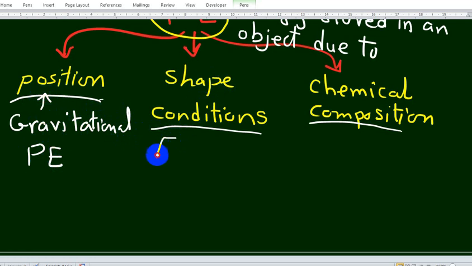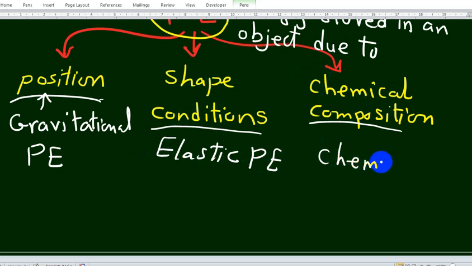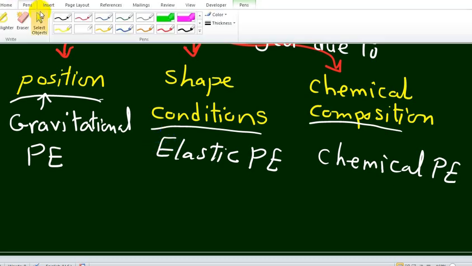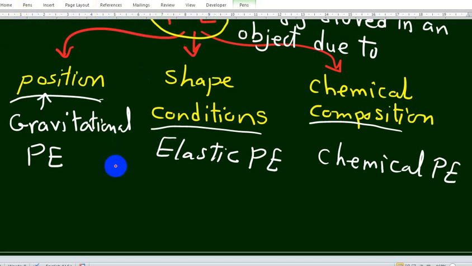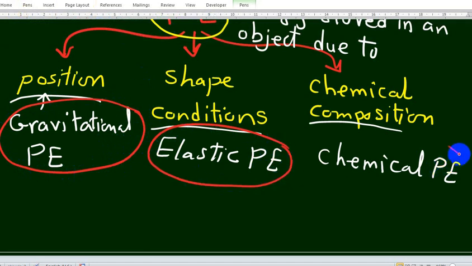Shape or condition is called elastic potential energy. So elastic potential energy depends on the shape or conditions. The potential energy which depends on the chemical composition is called chemical potential energy. So we have three types of potential energy: gravitational potential energy, elastic potential energy, and chemical potential energy.